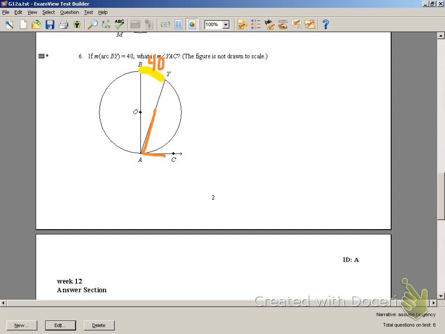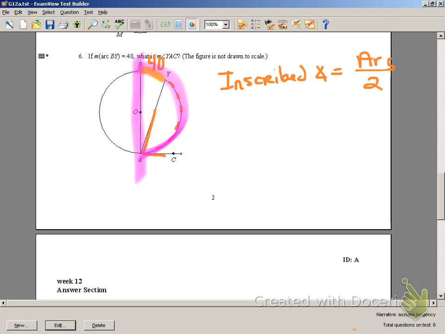That is an inscribed angle. If I knew its intercepted arc, then I could divide it by 2 to find the angle. Because an inscribed angle equals half of its arc. So how can I find the arc? Notice that we have a diameter. And a diameter forms a semicircle. So that means from BY all the way to A, that's 180 degrees.